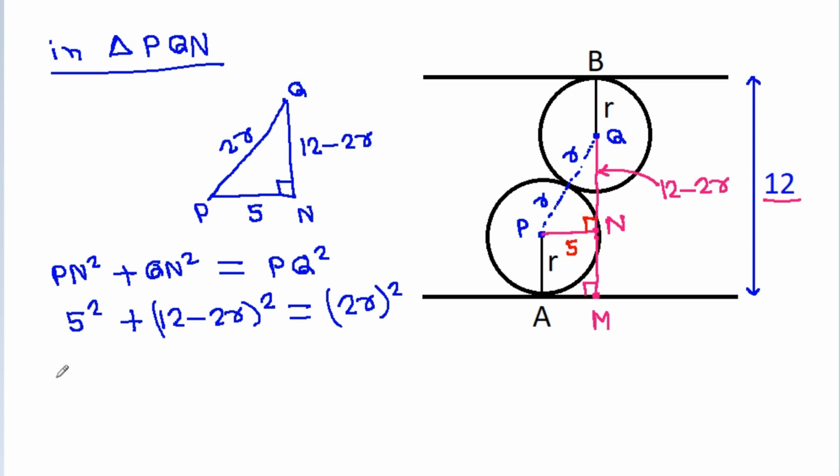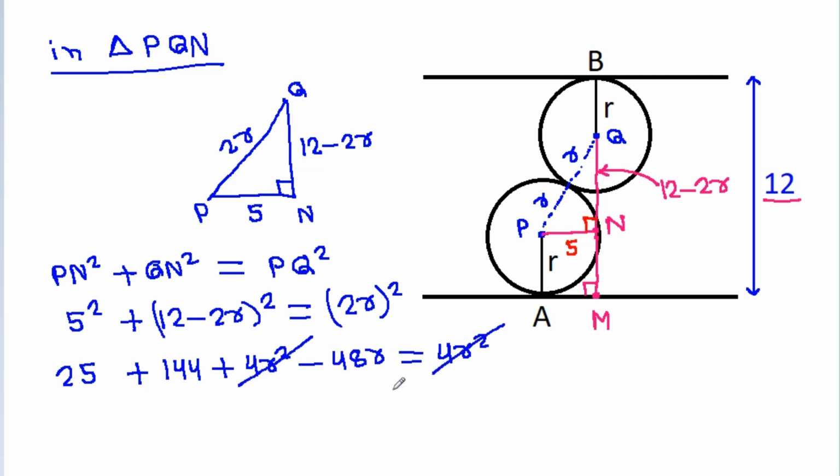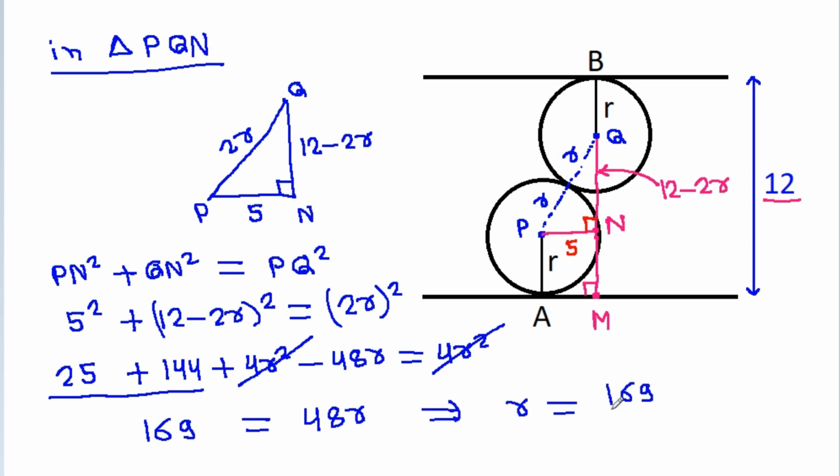And 5 square is 25 plus 12 square is 144 plus 2R square will be 4R square minus 2 times 12 times 2R will be 48R is equal to 4R square, and 4R square will get cancelled, and 25 plus 144 will be 169 is equal to 48R. So R will be equal to 169 by 48.